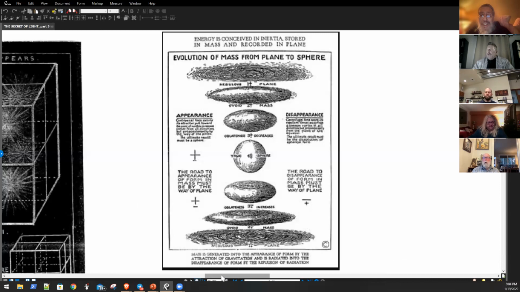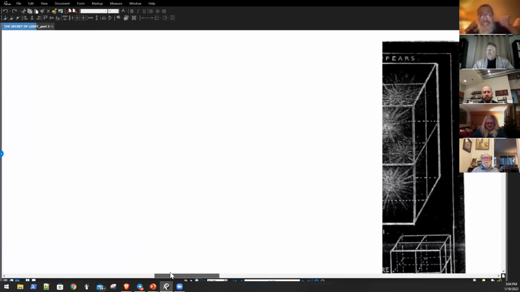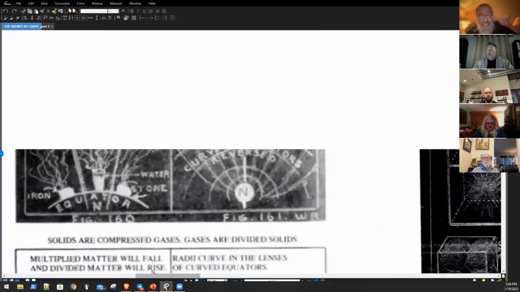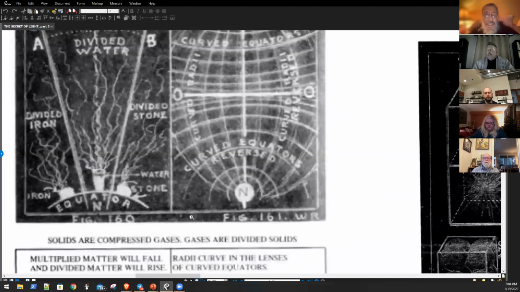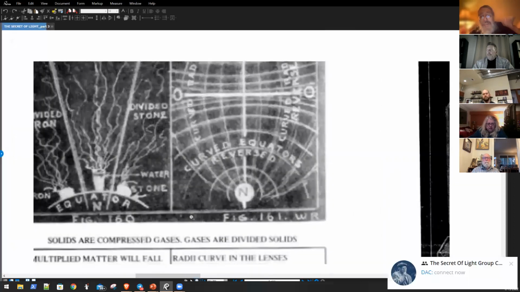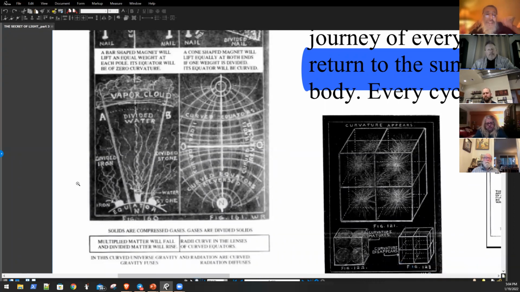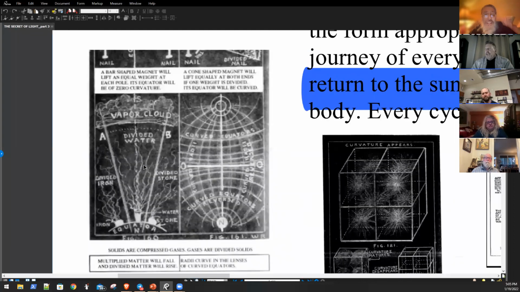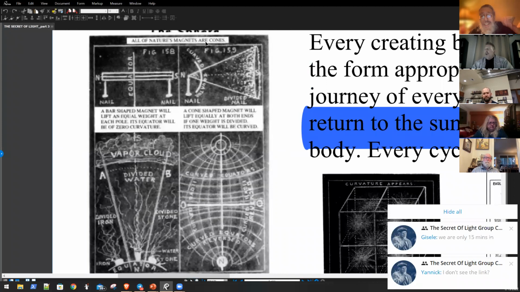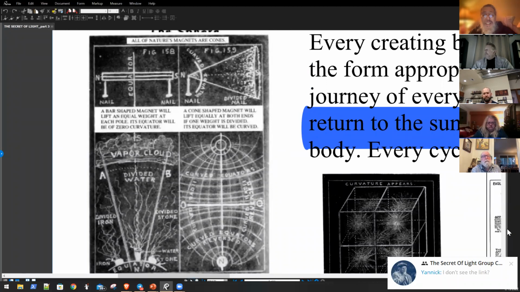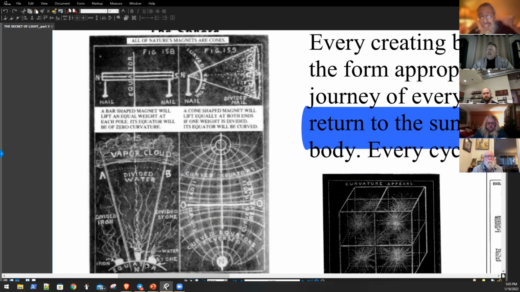As I was going through some of these diagrams, I also came across this one, which I thought was pretty cool, because it reminded me a little bit of biogeometry, orgone. As I was looking at this, I saw this diagram, which talks a bit about how we have this vapor cloud on the earth, we have iron and we have stone, and then we have water, which creates this vapor cloud.